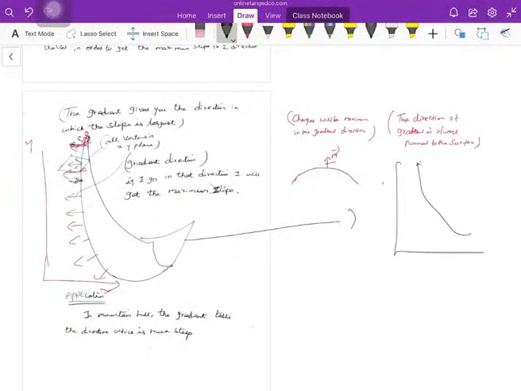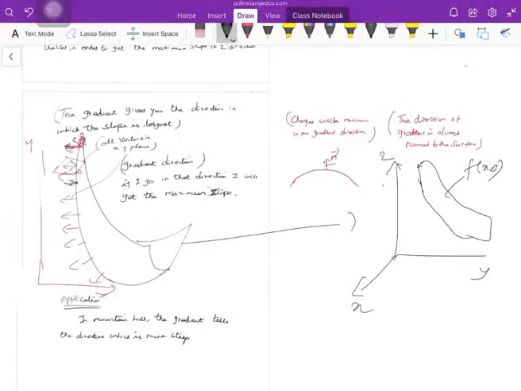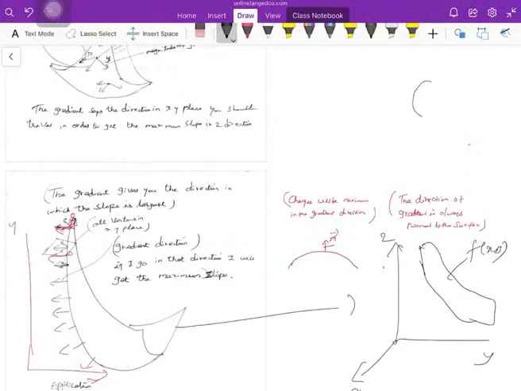The function in the scalar field: this is x, y, this is z. So the gradient tells me the direction. Because for a particular scalar field, if I'm taking a tangent, there will be infinite tangents on a particular scalar field, since it's a 2D plane.